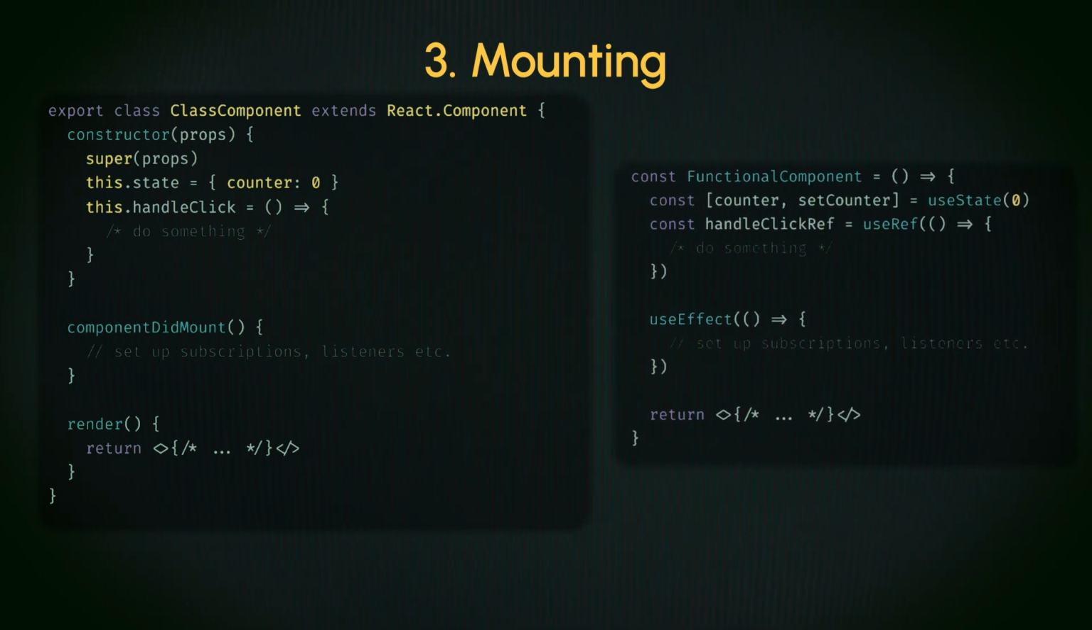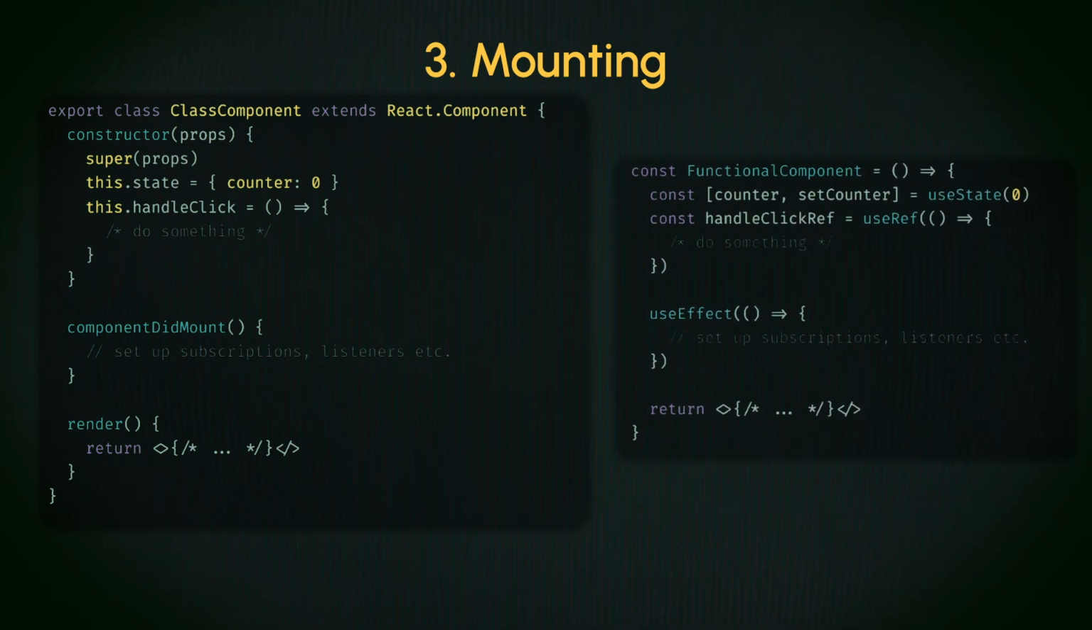UseEffect is written to be optimized or controlled so that the effect will only run at certain times, so it gets a special dependencies array, which is what allows us to tell React when we want the effect to run: run once when the component first mounts, and only run again if one of these things changes.